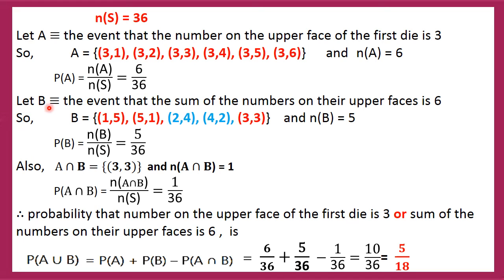Now we define B as the event that the sum of the numbers on the upper faces is equal to 6. So we will choose the elements in such a way that the numbers add up to get the number 6.